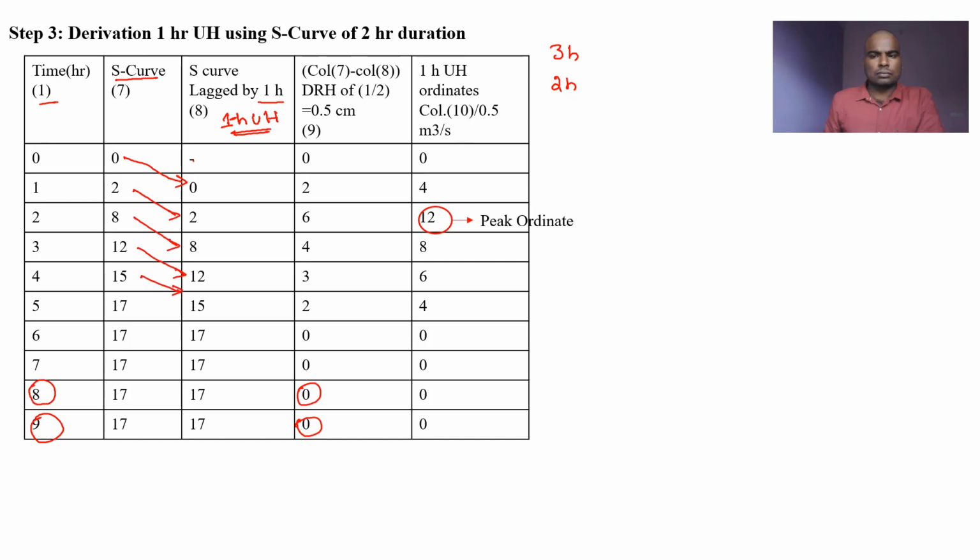So now what we will do, we will deduct column number 8 from column number 7. 0 minus something is like dash, is 0 only. 2 minus 0, 2. 8 minus 2 is 6. 12 minus 8, 4. Similarly other things. Okay, so this particular column is the DRH of 0.5 centimeter excess rainfall.